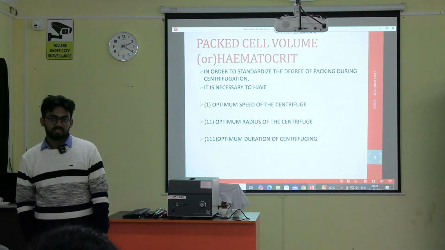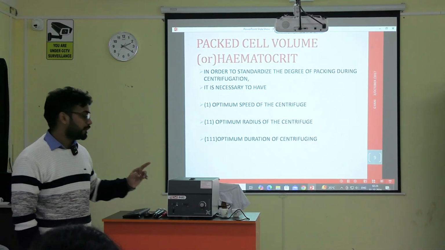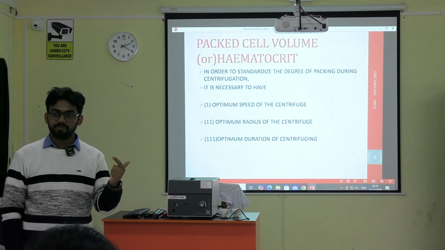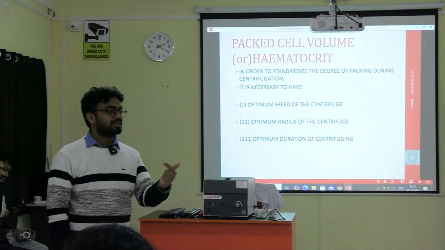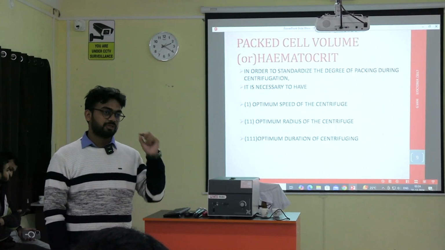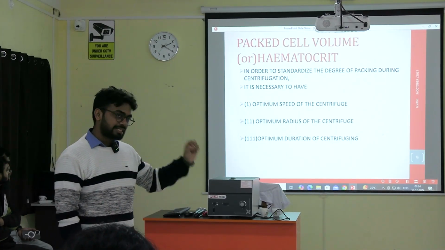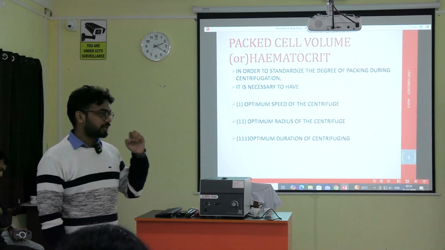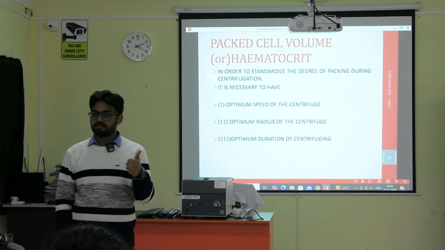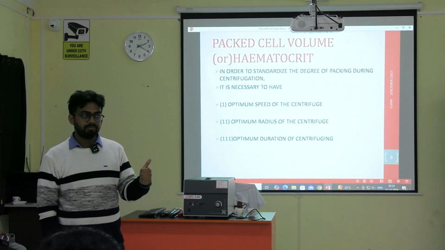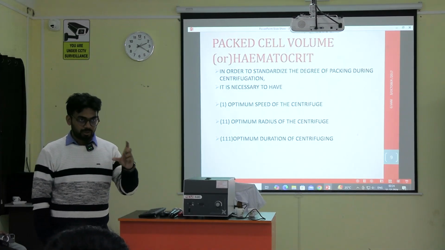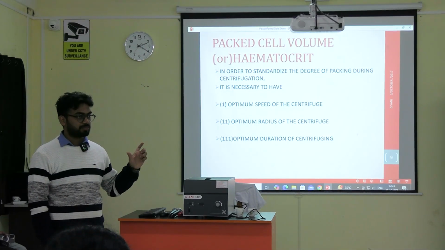In order to standardize, we have to decide for how much time we are going to use the centrifuge machine, and what the RPM would be. RPM means revolutions per minute. We need to standardize that, and according to that standard the PCV is calculated. Suppose our standard is 3000 RPM for 30 minutes. After 30 minutes only, we are going to see the value of PCV, or hematocrit.